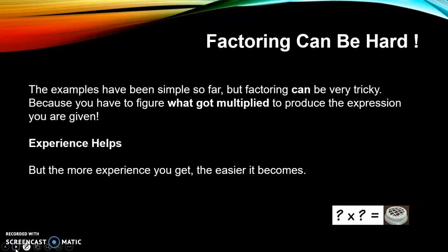Now, factoring can be really hard. You have to be really good at finding factors, and sometimes you are going to face some confusing factorizations. These examples have been easy so far, but factoring can be tricky because you have to figure out what got multiplied in the first place to produce the expression that you are given so that you can work your way backwards. Very much like trying to solve a puzzle or solve a mystery from the end and work your way backwards. Experience does help because you will start to notice patterns and some common factors. The more experience you get, the easier it does become.